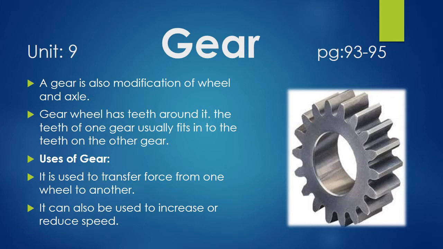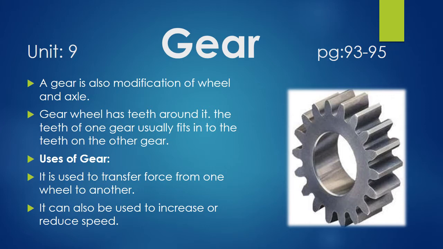A gear is also a modification of wheel and axle. This means the gear resembles wheel and axle. A gear wheel has teeth around it. The teeth of one gear usually fit into the teeth of the other gear. So here in this picture you can see that this is the gear. It resembles wheel and axle. It is like a wheel, but it has teeth around it. It has pointed edges.